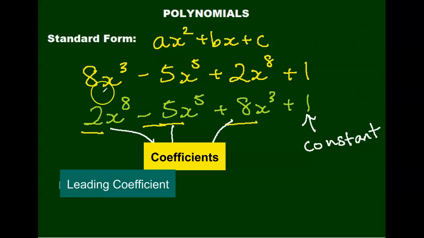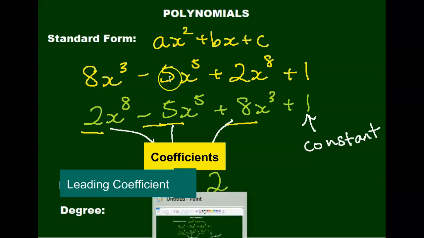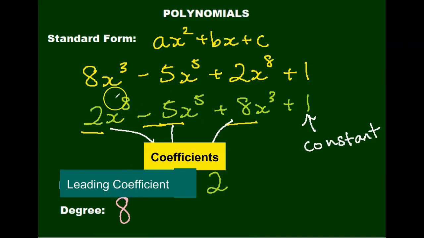The leading coefficient is the big number attached to the variable with the highest power in your polynomial. So in this case, your leading coefficient is 2. The degree of the polynomial is the exponent that is the biggest exponent. So in this case, your degree is 8 because this is the highest exponent in this expression.